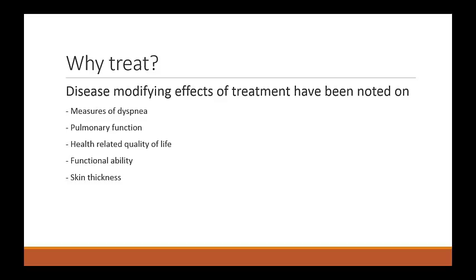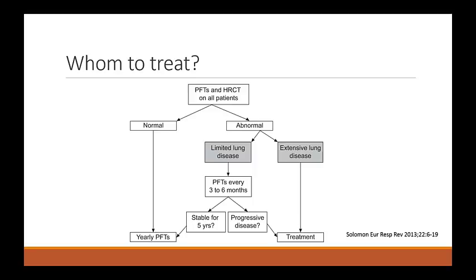The unfortunate news is that there's been no treatment to date that showed a mortality benefit. However, this is why we do treat patients, because the studies that have been done have looked at other variables for which there has been improvement: improvements in dyspnea, pulmonary function, specifically your FVC, your quality of life, your functional ability, and skin thickness scores. These are the measures that most of the studies show benefits in, which we'll talk about. The next question that arises is, who are we going to treat?